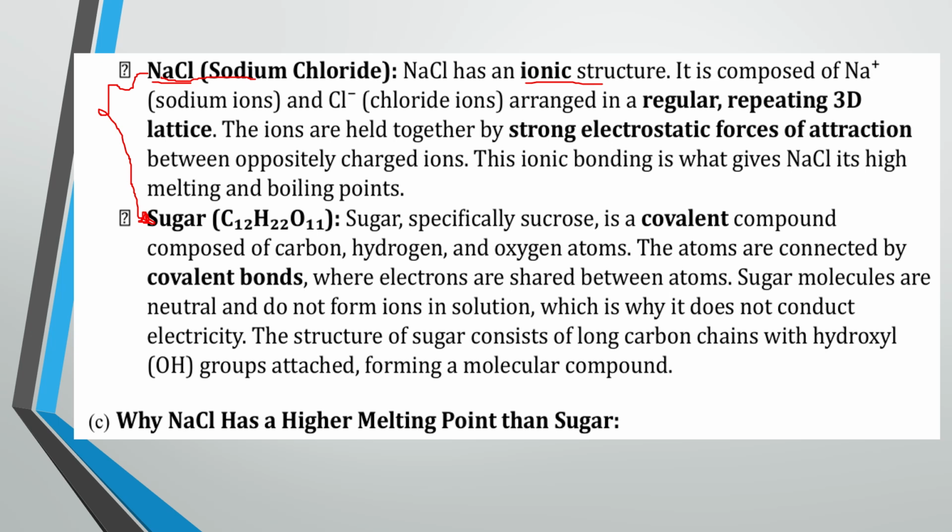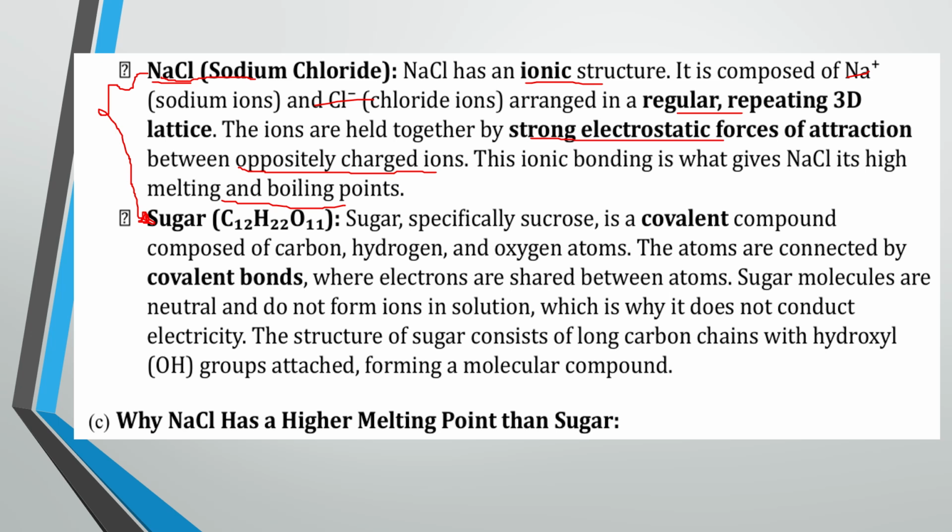So looking at sodium chloride, it has an ionic structure composed of sodium ions together with chloride ions. You may ignore this for a moment. The ions are held together by strong electrostatic forces of attraction, simply because they are between oppositely charged ions. So this ionic bonding is what gives sodium chloride its high melting and high boiling points.